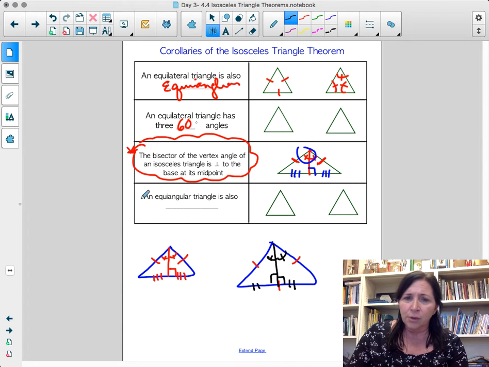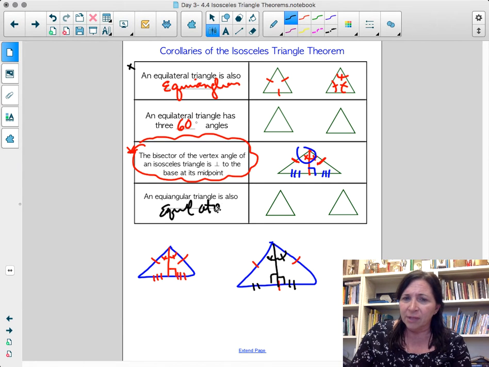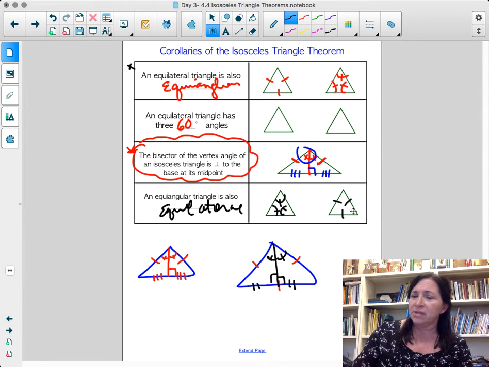And then the last corollary is an equiangular triangle. This comes from this here. An equiangular triangle is also equilateral. And basically what that means is that if my angles are all congruent, then the sides opposite those angles are also congruent.